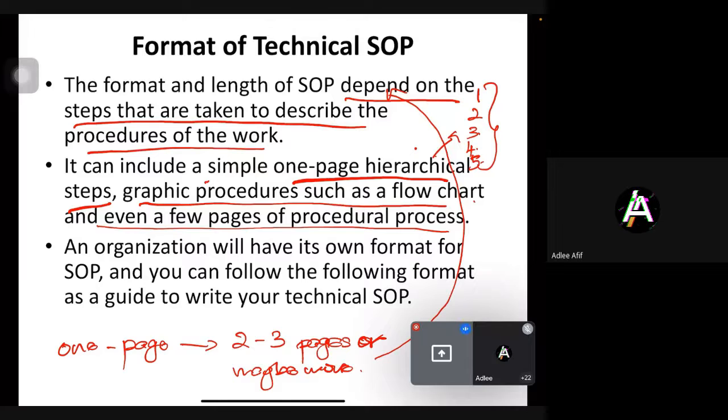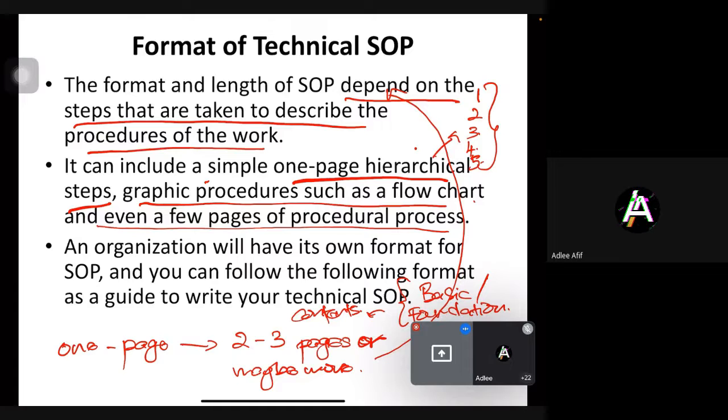Just to let you know, what we are teaching you now is actually the basic or the foundation of SOP. So we are focusing more on contents. It is not a surprise when you start working later on in different companies, each different company will have a different template of the SOP. So the template can change, but the content is going to be the same. So that is what we are doing now.